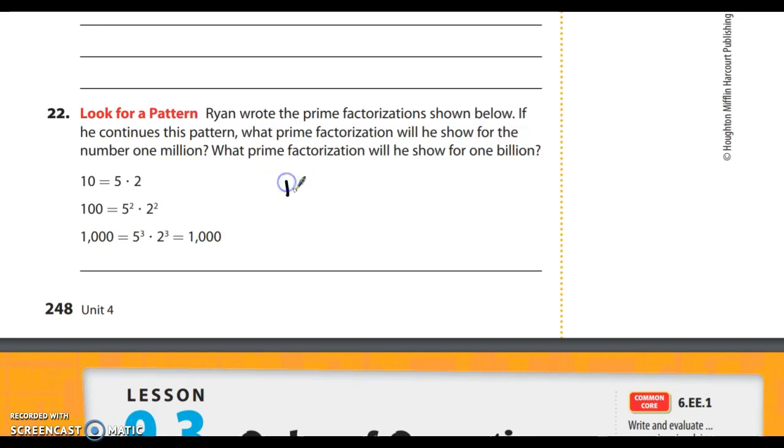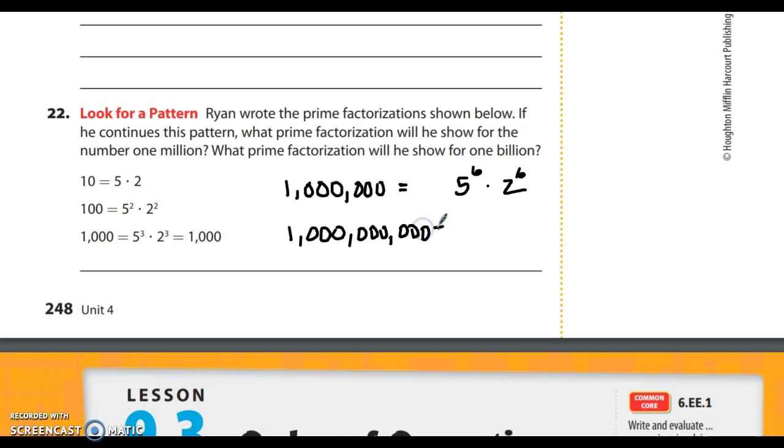Well, a million is a 1 with 6 zeros. So that would be 5 times 2 to the, well, it's 6 zeros. That means it's going to be to the 6th power. And a billion is 1, 2, 3, 4, 5, 6, 7, 8, 9. It's going to be 5 times 2, and each of those to the 9th power.